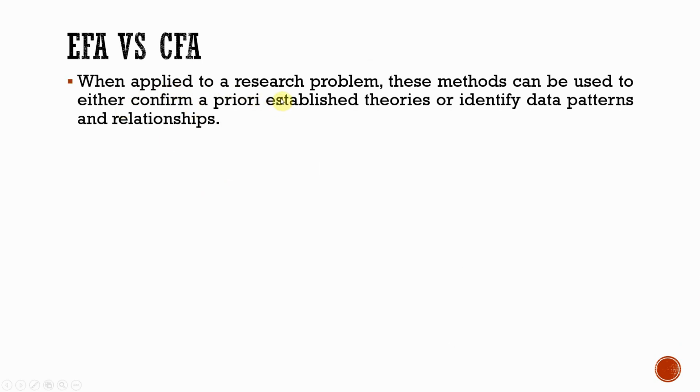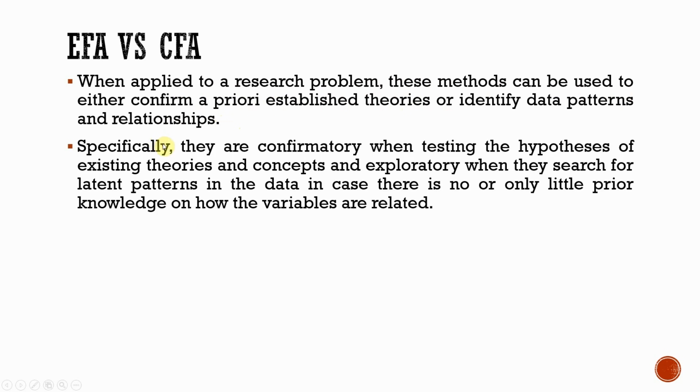There are two types of factor analysis, EFA and CFA. When applied to a research problem, these methods can be used to either confirm a priori established theories or identify data patterns and relationships. Specifically, they are confirmatory when testing a hypothesis. So if you are testing a hypothesis, you are doing a confirmatory factor analysis. And it is exploratory when they search for latent patterns in the data.